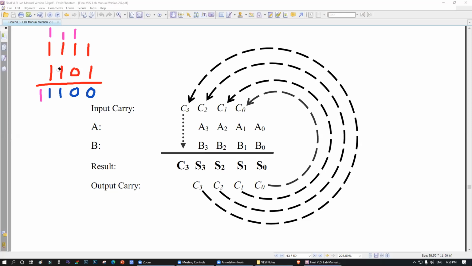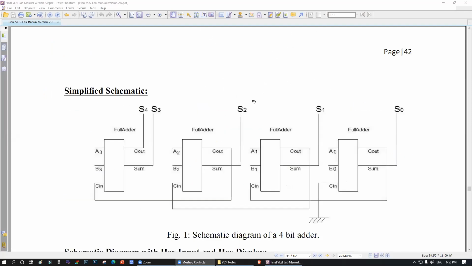Now finally this is your result: 1 1 1 0 0. That is your result. So this is how you should do. Now what is the algorithm, the circuit? It will be like this.